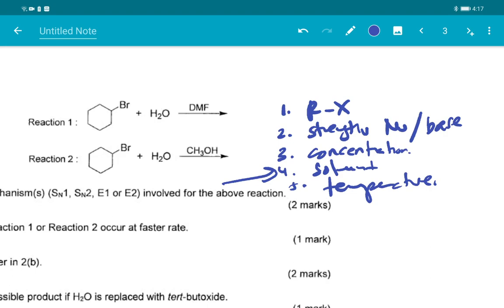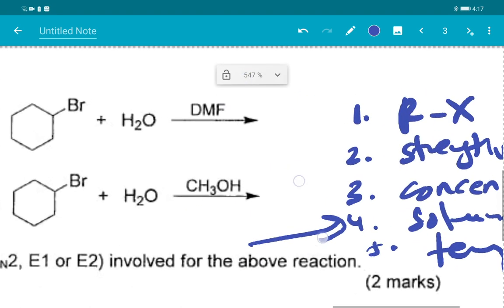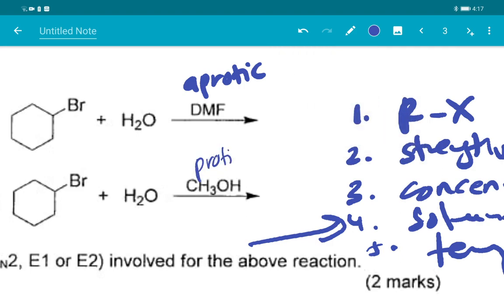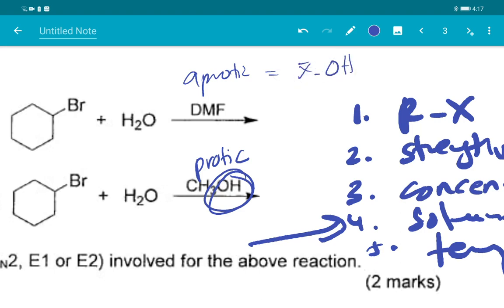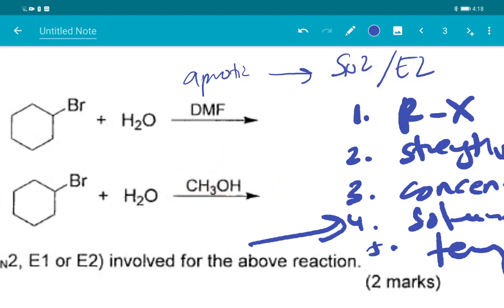As you can see here, DMF is considered as what we call an aprotic solvent. Okay, this will be an aprotic solvent. Whilst this is CH3OH, the alcohol, we consider it a protic solvent. Okay, protic means that it has OH. Aprotic maksudnya, okay, tiada OH. So technically, the aprotic solvent will prefer SN2 or E2 reaction, while the protic solvent will prefer SN1 and also E1 reaction.